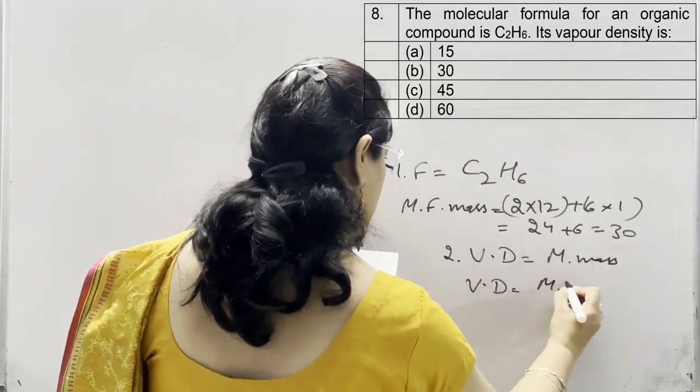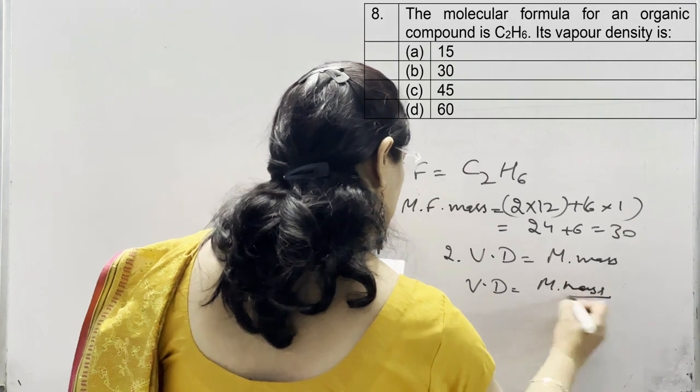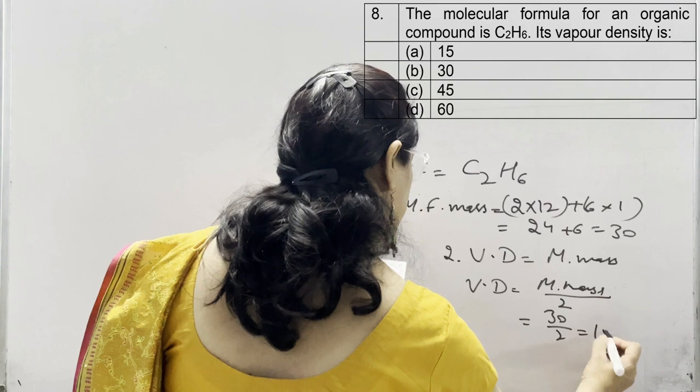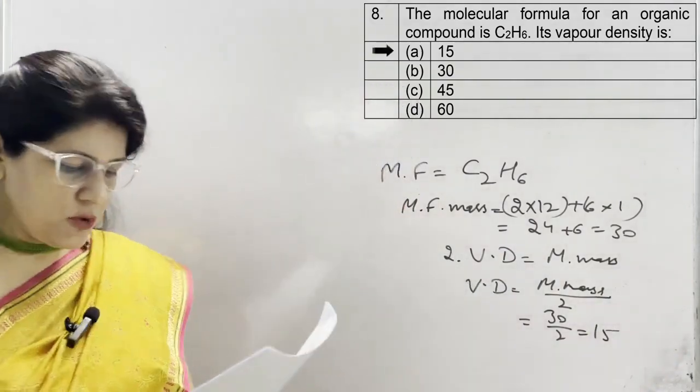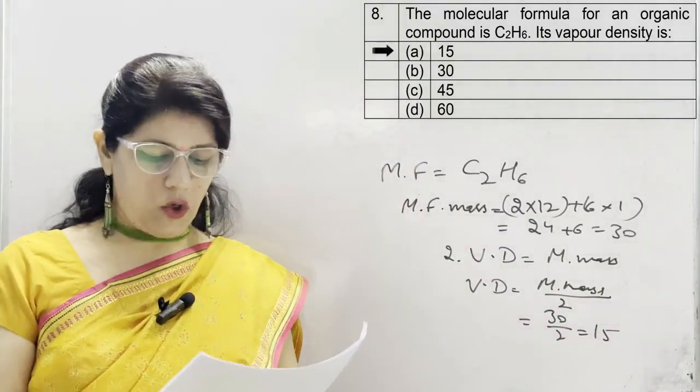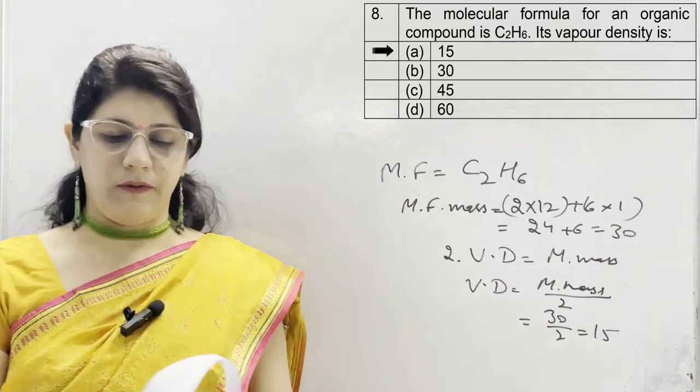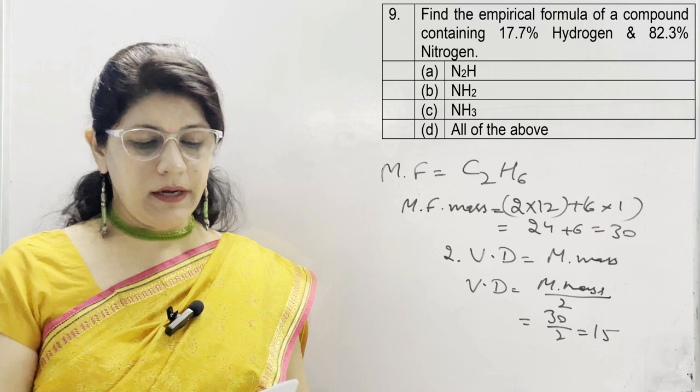It means molecular formula mass divided by 2. We calculated it as 30 divided by 2. It means 15. So correct option is A, which is 15. Other options are 30, 45 and 60, which are incorrect. Now coming to question number 9.